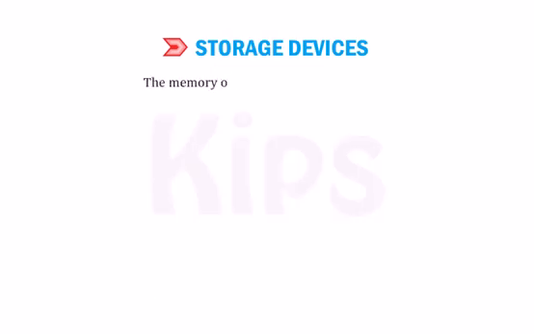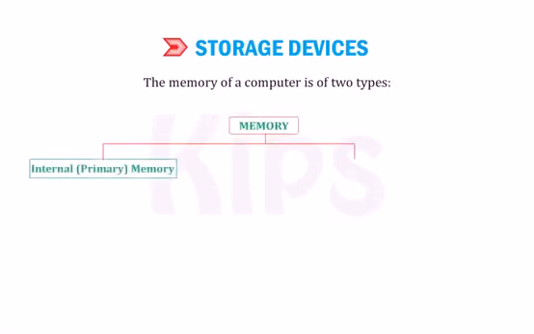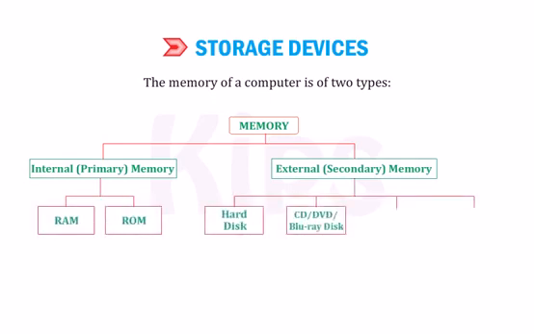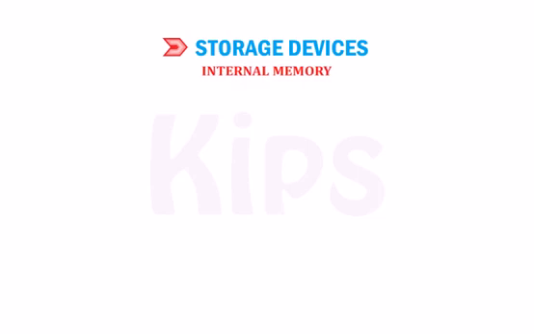The memory of a computer is of two types. Internal memory is primary memory. External memory is secondary memory. Internal memory: RAM, ROM. External memory: hard disk, CD, DVD, Blu-ray disc, flash, pen drive, memory card. Alright students, let us now learn about internal memory.